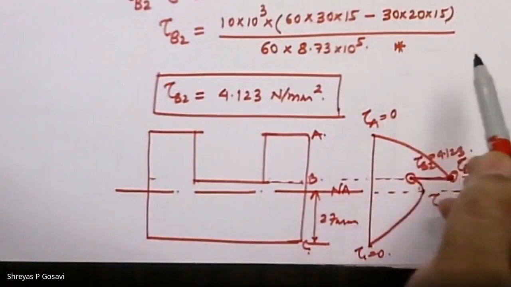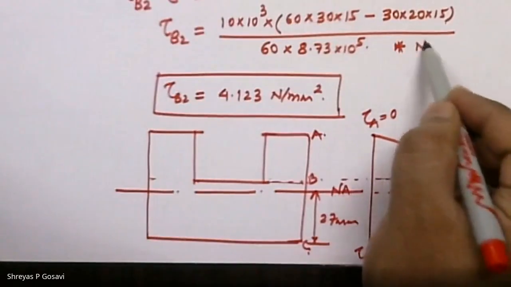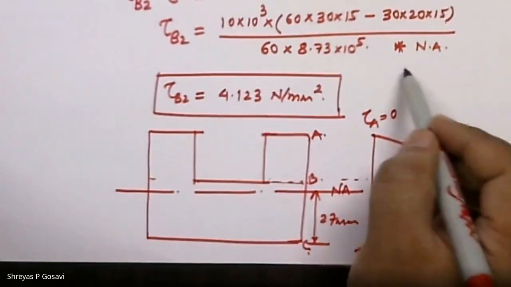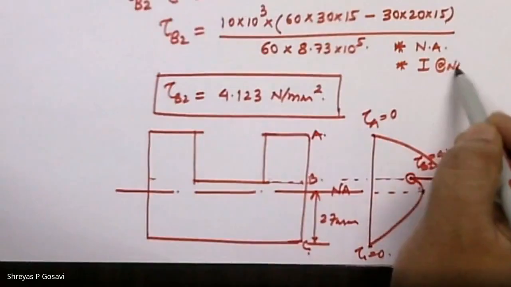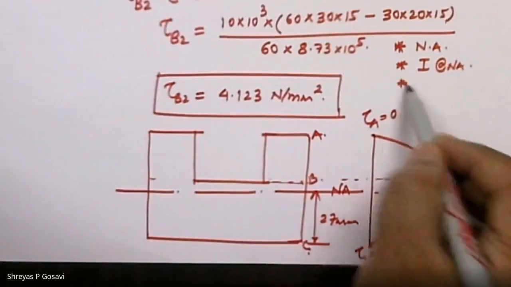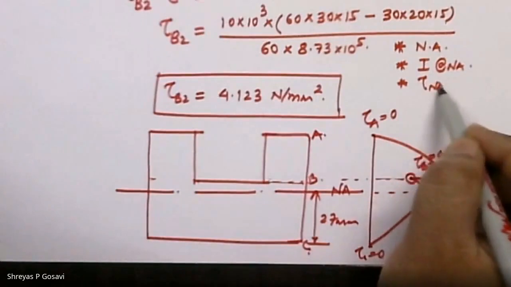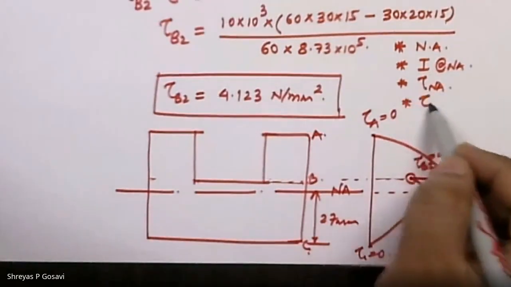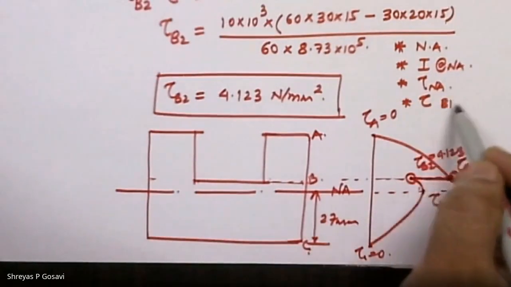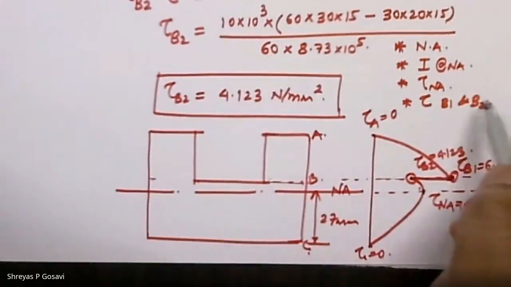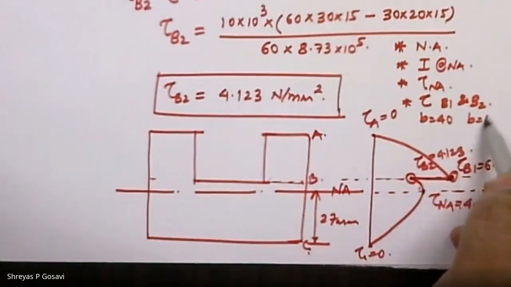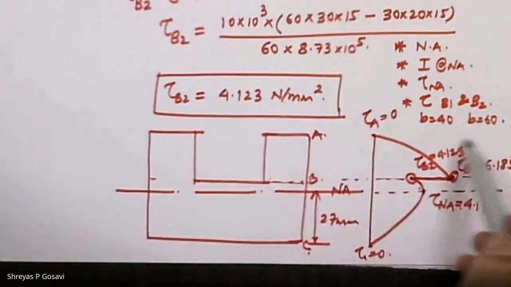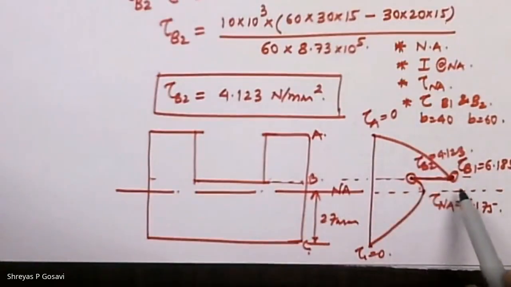So again, we'll recall the steps. First, location of neutral axis. Then second, the moment of inertia of the entire section about the neutral axis. And then the value of the shear stress about the neutral axis and the value of the shear stress about the junction of the flanges, that is about B1 and B2, for B equal to 40 and B equal to 60. And finally, we have plotted the shear stress distribution diagram for the given section.